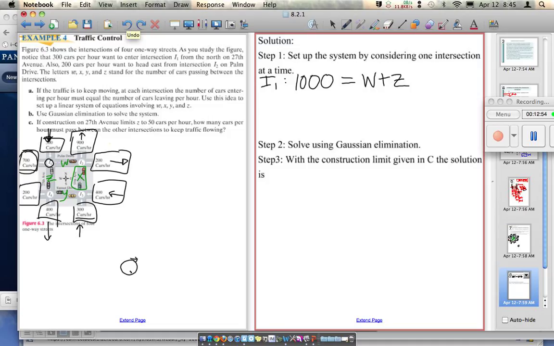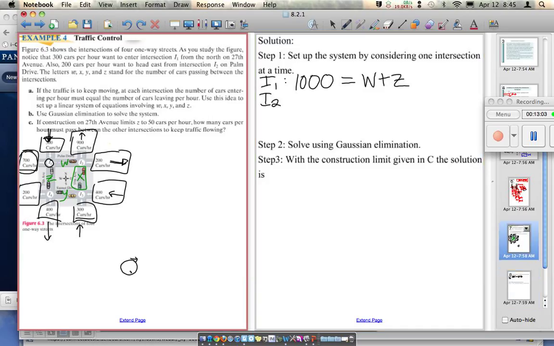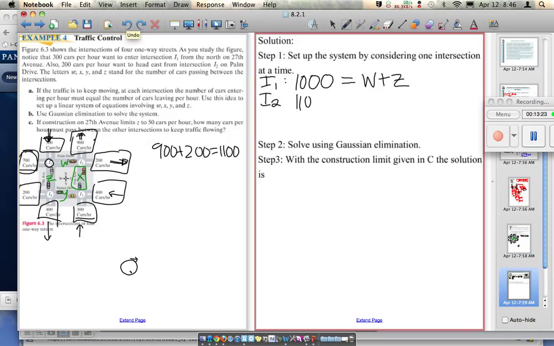Let's do intersection 2. It's going to be identical in process, it's just going to be different numbers. So now we have a description on how many are leaving, because notice both of these arrows are leaving the intersection. So it looks like we have 900 plus 200, which is 1,100. That's how many cars are leaving the intersection. But how many are entering? Well, it's W plus X because of the diagram. So 1,100 has to equal W plus X.